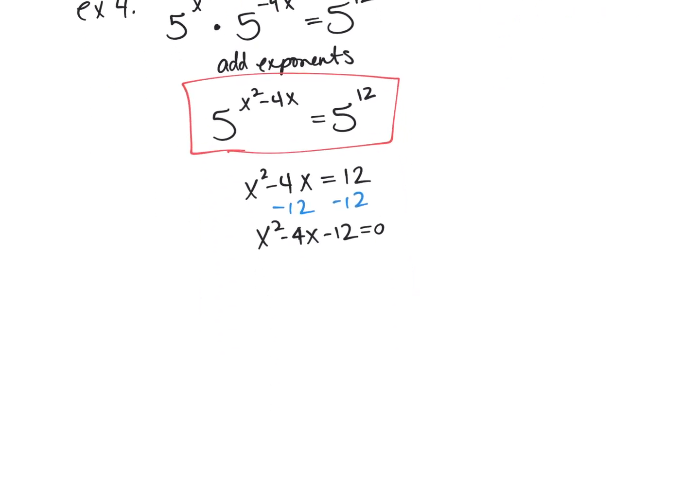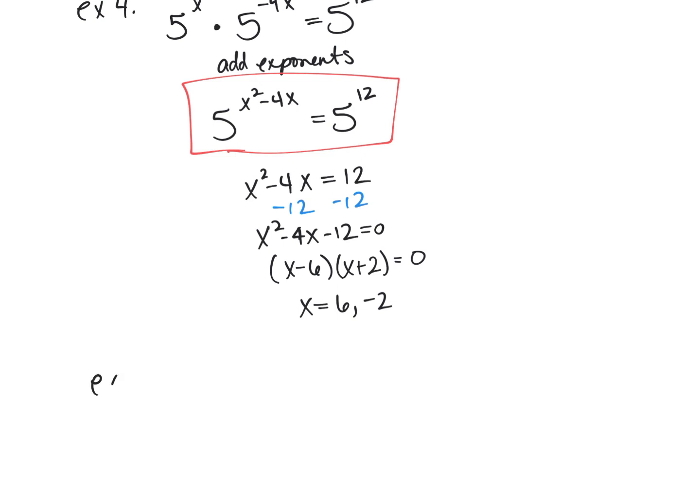How do I solve those kinds of equations? I factor. What two numbers multiply to negative 12 and add to negative 4? x minus 6 and x plus 2, so x is equal to 6 and negative 2. The nice thing about these equations is there's no domain restriction, which means there's no extraneous solutions. Both numbers will work. We will get to extraneous solutions this chapter, but not with exponentials, because the exponential function has a domain of all real numbers.